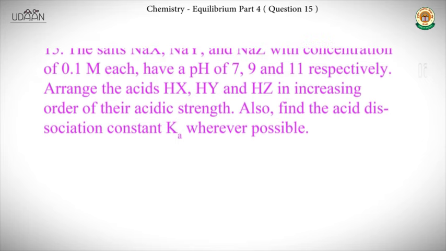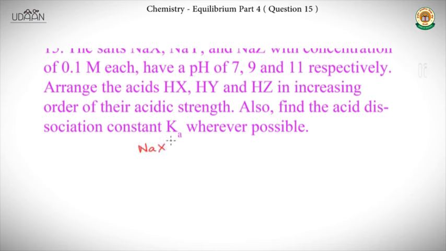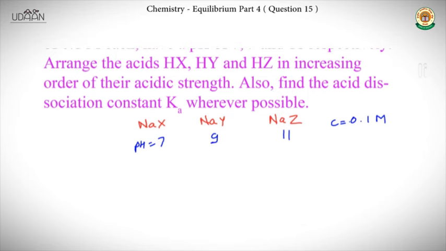Here we're given 3 salts, NaX, NaY and NaZ, and the concentration is 0.1 molar each. The pH is given as 7, 9 and 11. We need to arrange the acids HX, HY and HZ in the right order of their acidic strength. We'll consider the first case of NaX. These salts are sodium salts, so the base involved is NaOH, sodium hydroxide, which is a strong base. We just need to analyze the acids.